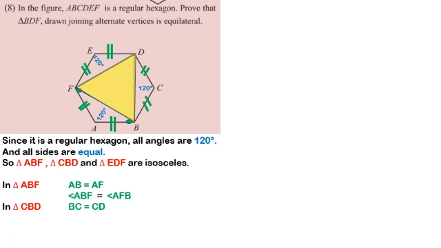Similarly, in triangle CBD, side BC equal to CD. Angle opposite to BC and CD are equal. That is, angle CBD equal to angle CDB. Similarly, in triangle EDF, side DE equal to EF. Angle opposite to DE and EF are equal. That is, angle EDF equal to angle EFD. Now let us calculate these angles.